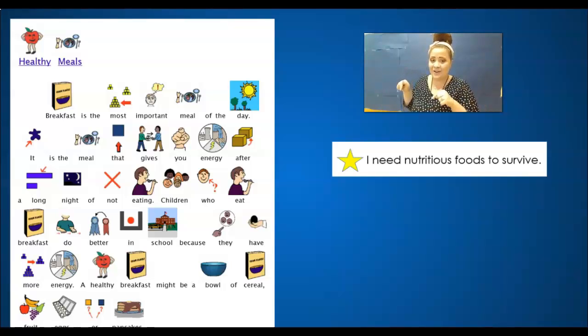Do you see the yellow star? What does that mean? Can you tell me the repeated storyline? That's right. I need nutritious food to survive.